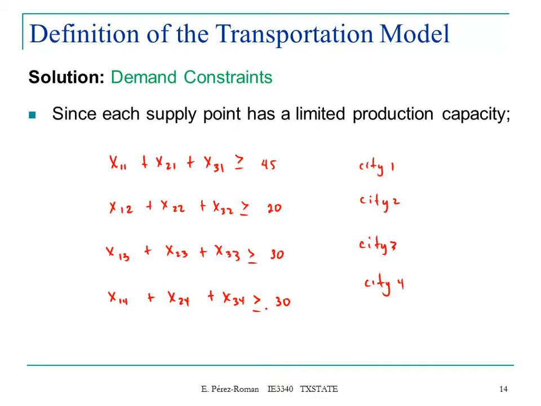And that only applies to this particular problem. For other problems, you want to use an equal constraint here, because you want to supply only what is required.